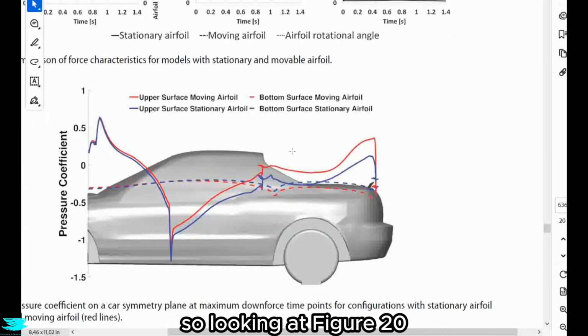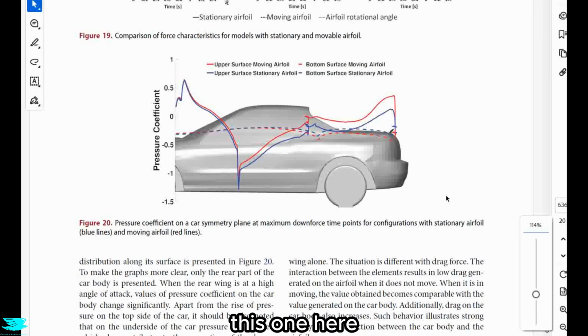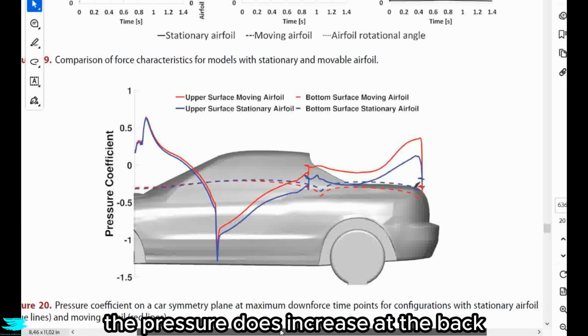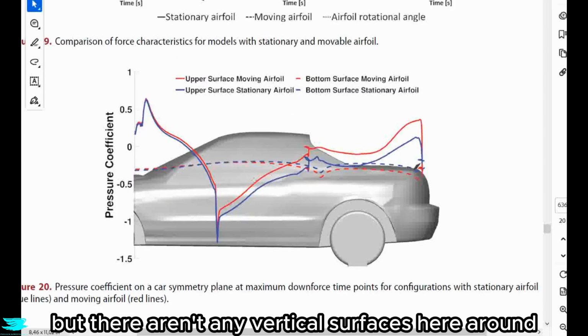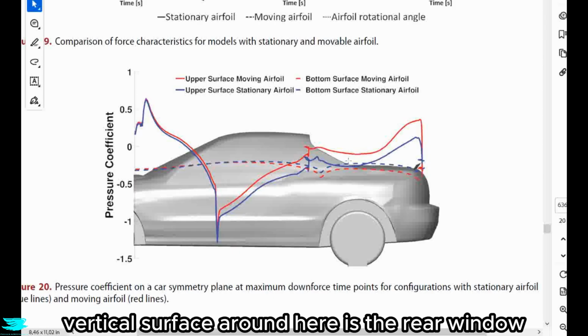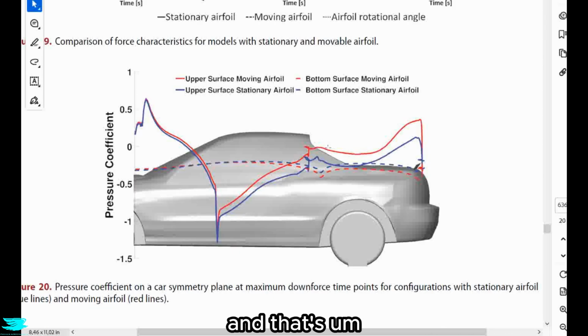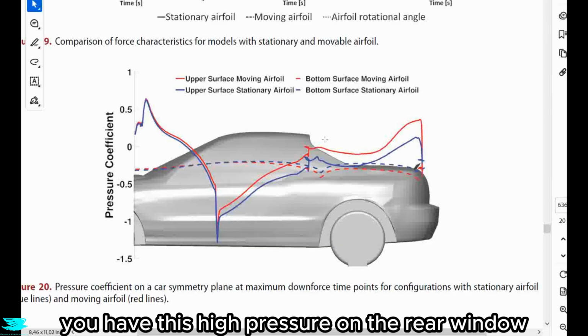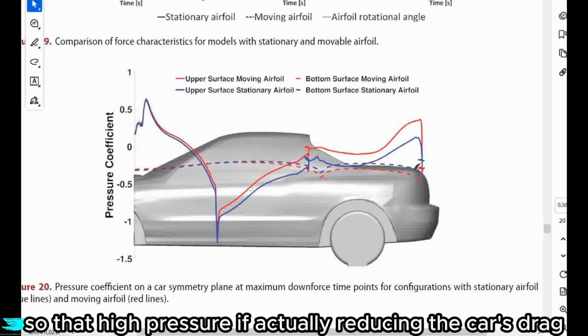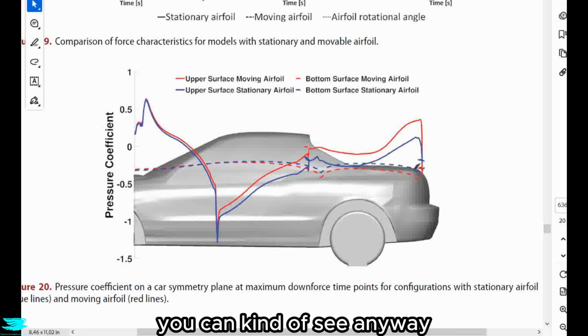So looking at figure 20, this one here, we can see that the pressure does increase at the back, but there aren't any vertical surfaces around really that will help with increasing the drag. In fact, the only vertical surface around here is the rear window, and that's in the wrong direction. You have this high pressure on the rear window pushing the car forwards actually. So that high pressure is actually reducing the car's drag, you can kind of see.